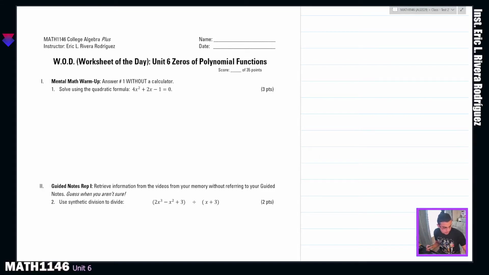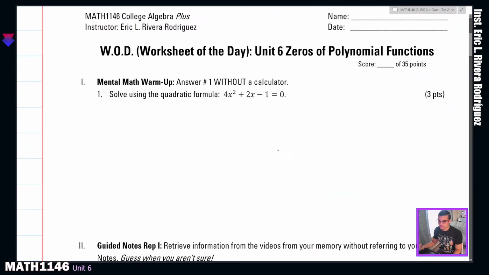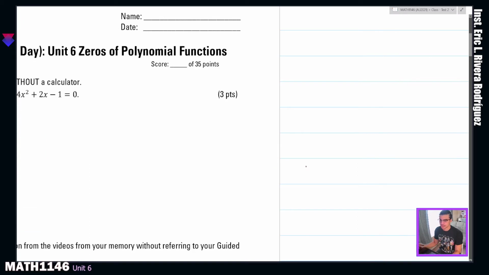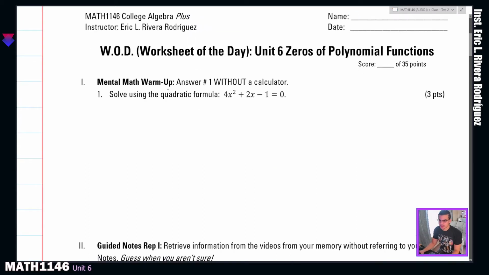So before going through the example from Alex, I'm going to use a few examples from the worksheet of the day. That way I can help you to complete the worksheet of the day. On the worksheet of the day, the first exercise that you are seeing is from the mental math warm-up.